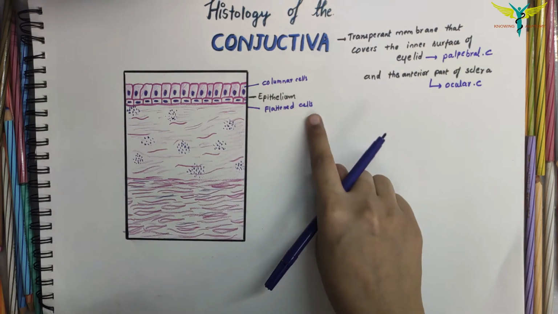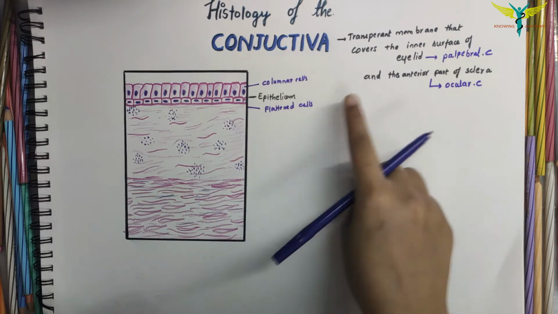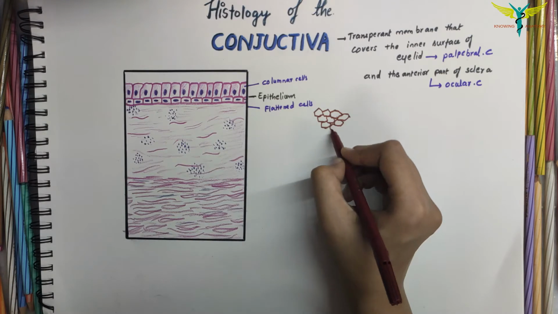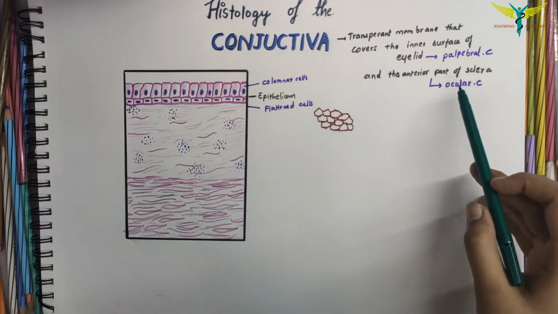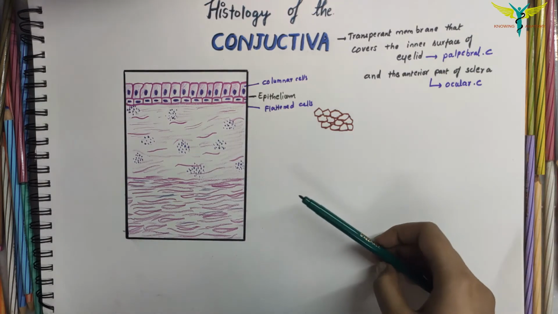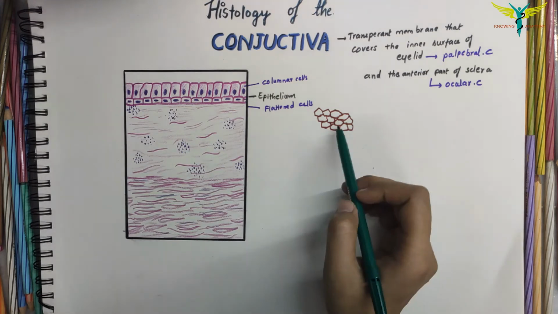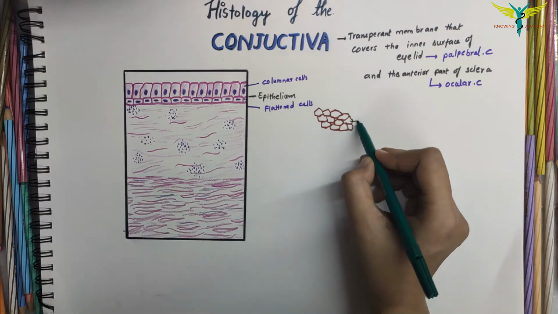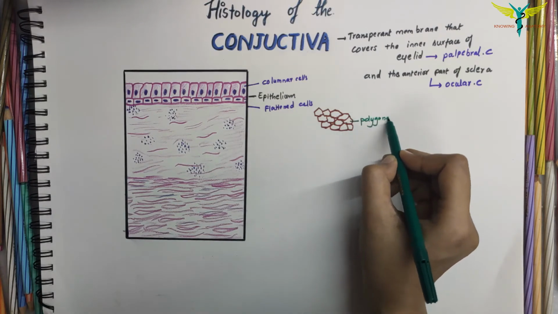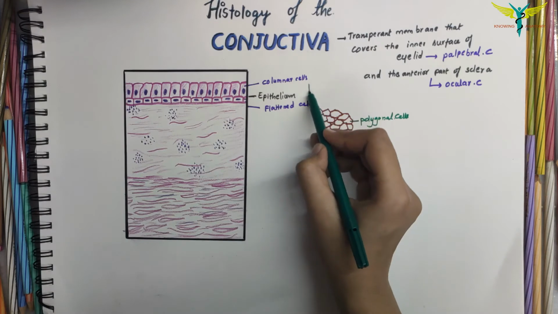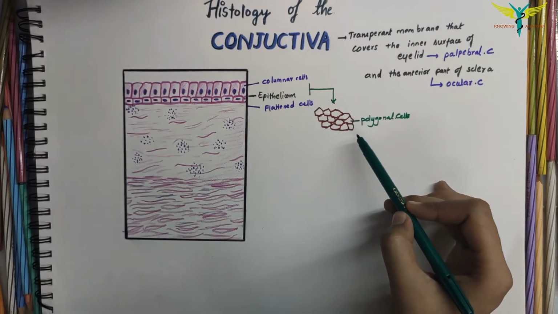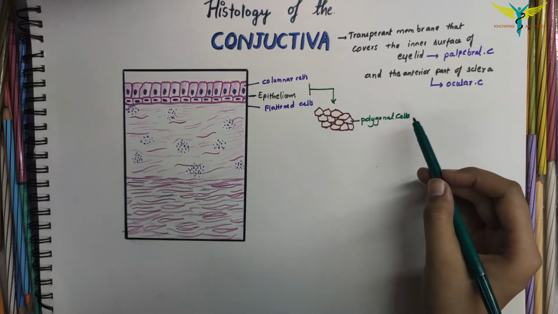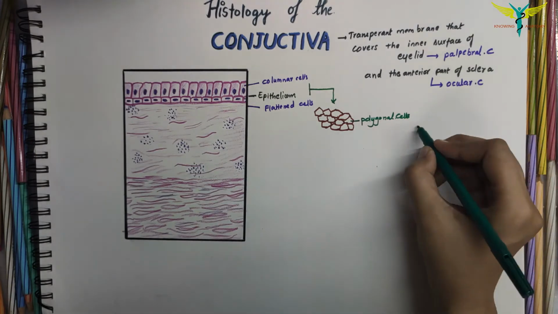So this two-layered epithelium is mainly seen at the palpebral conjunctiva. And at the fornix and the sclera, the epithelium is three-layered, with an additional layer of polygonal cells between the two layers. So these are the polygonal cells present between these two layers, and this three-layered epithelium changes into stratified squamous epithelium at the sclerocorneal junction.